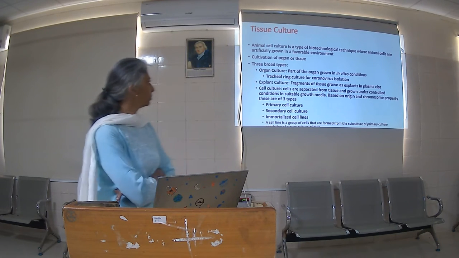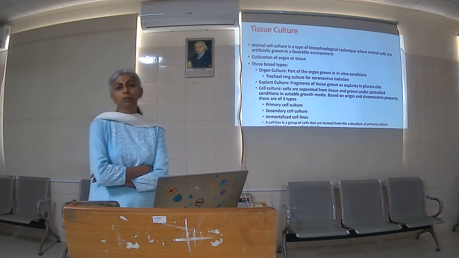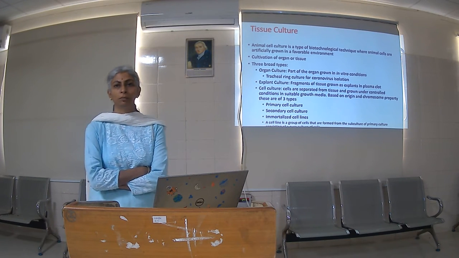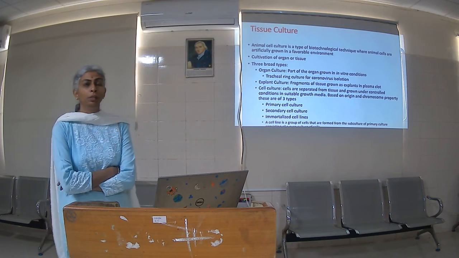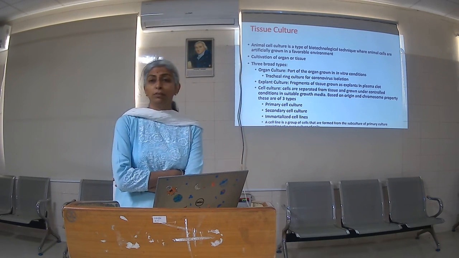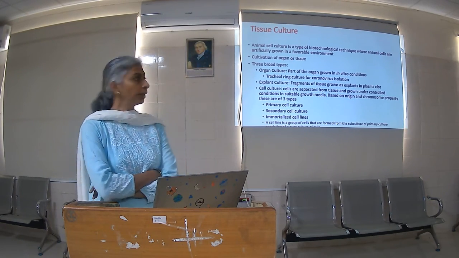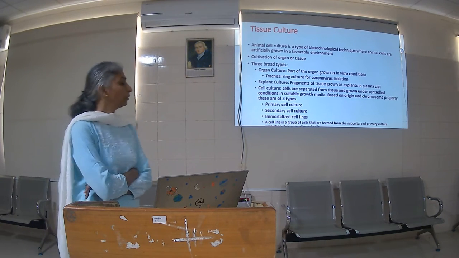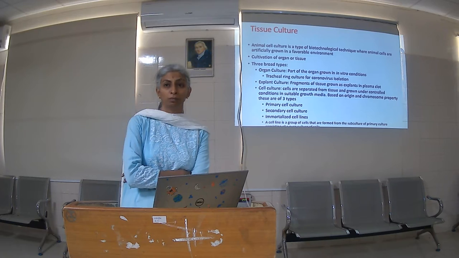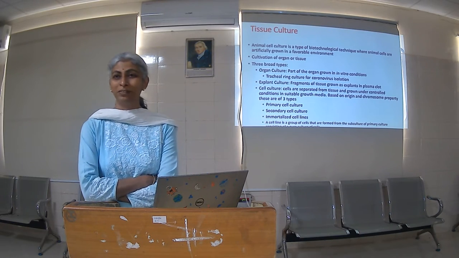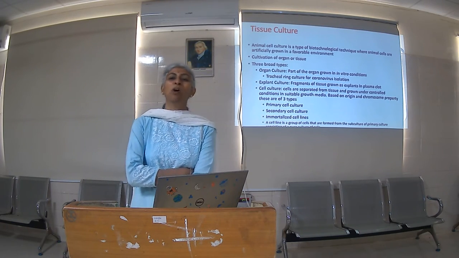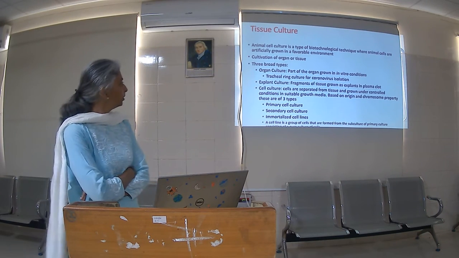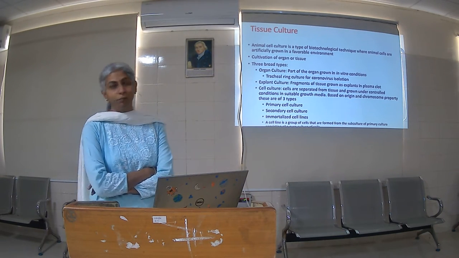So the first one is known as an organ culture. As the name suggests, you can take an entire organ and put it in vitro into conditions which are favorable for its growth. Right? And typically, one example of this is, long before coronavirus became very famous today, coronavirus was initially cultured using the tracheal ring culture.